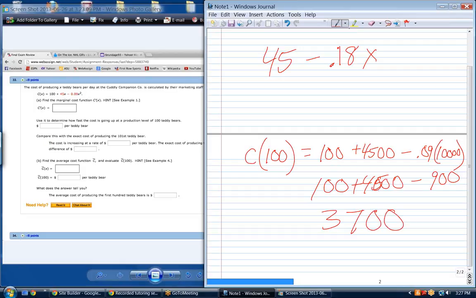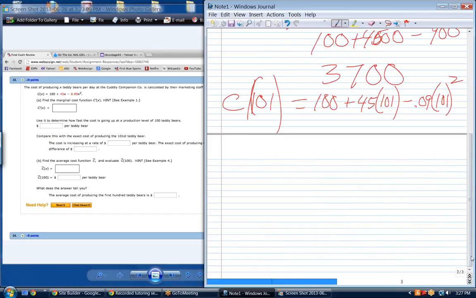So that's the cost of producing 100 teddy bears. Now what is C of 101? 100 plus 45 times 101 minus 0.09 times 101 squared. I'll let you do the arithmetic here.